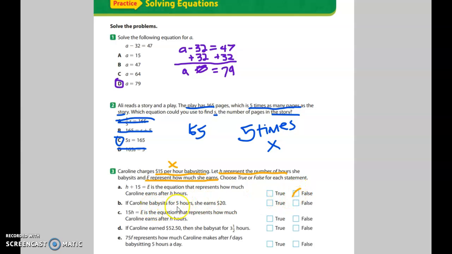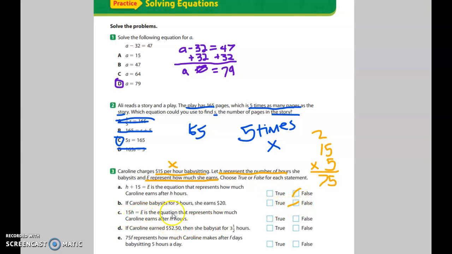If Caroline babysits for 5 hours, she earns $20. Well, let's see, what's 5 times 15? It's not going to be 20. It's going to be, let's see, 15 times 5. That's 5 times 5 is 25. 5 times 1 is 5, plus that is 75, so that's false as well.